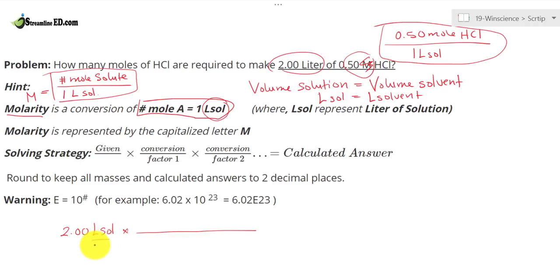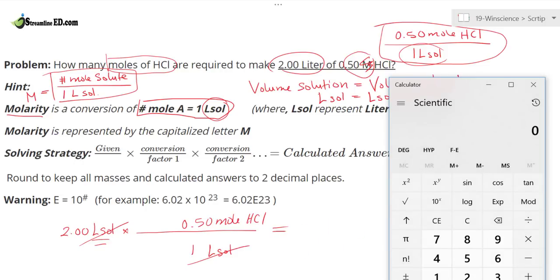If this is a liter of solution, down here must be liter of solution as well. And how many is it? It is just 1. And what's on top? Well, 0.50 moles of HCl. And that's pretty much it. We get our moles of HCl right here. And look what happened to liter of solution. It cancels out.